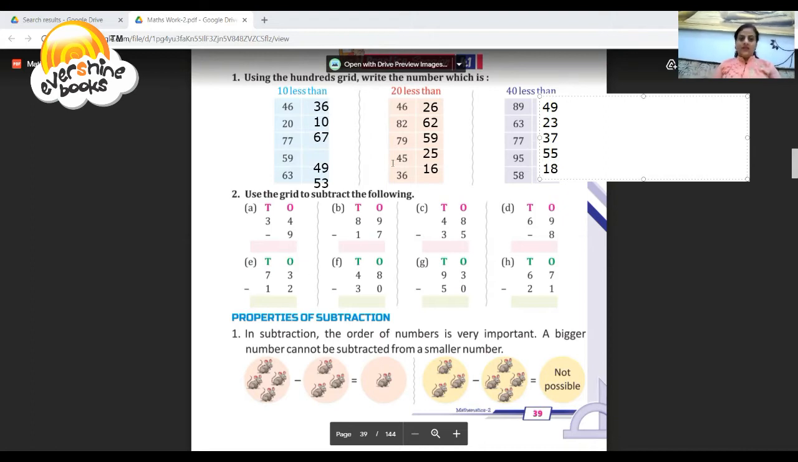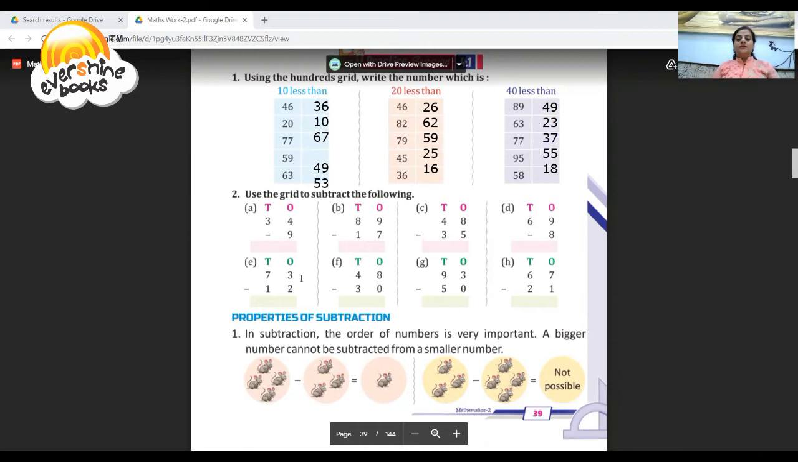Okay, students. Now we are going to use the grid that is given in your book, and we are going to calculate when we are going to know the difference.